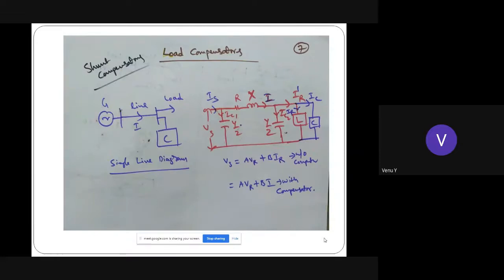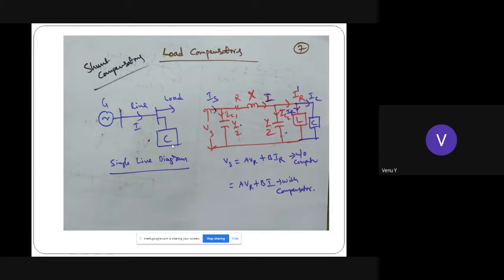Now coming to the load compensators or shunt compensators, you have the generator connected to the transmission line and supplying a load. So bus 1 and bus 2. At bus 1 the generator is there, at bus 2 the load is there. At bus 2 we have the compensator, that is the best location of the compensator for a radial line, as we are aware. In the previous classes we have discussed why it is so.